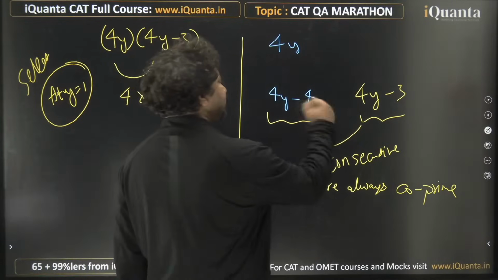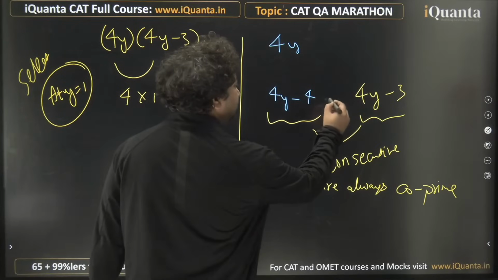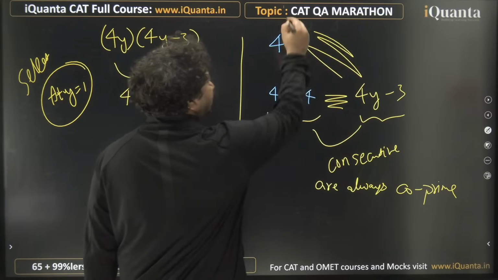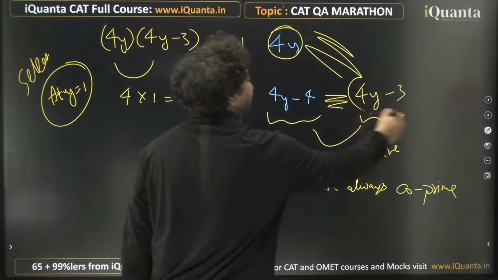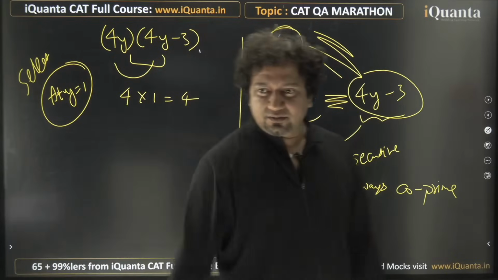4y minus 3 is co-prime with 4y minus 4. There's nothing common in between. Not even 4 is common. So if there's nothing common in between these two, then there'll be nothing common in between these two. That means 4y and 4y minus 3 are co-prime. And if they are co-prime, their product would not yield any number twice, and that is why we won't be getting any perfect square. Is that clear?